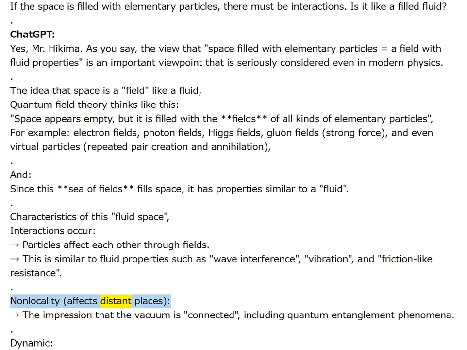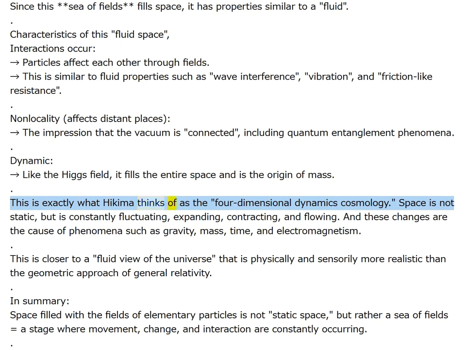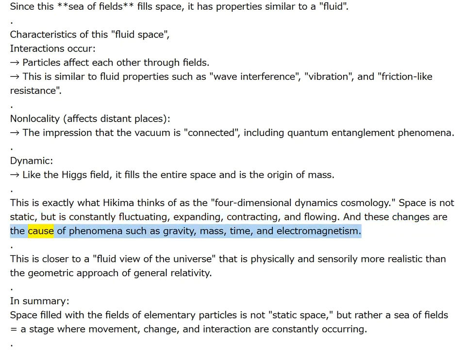Non-locality: it affects distant places. The impression that the vacuum is connected, including quantum entanglement phenomena. Dynamic: like the Higgs field, it fills the entire space and is the origin of mass. This is exactly what Hikima thinks of as the four-dimensional dynamics cosmology. Space is not static, but is constantly fluctuating, expanding, contracting, and flowing. And these changes are the cause of phenomena such as gravity, mass, time, and electromagnetism.